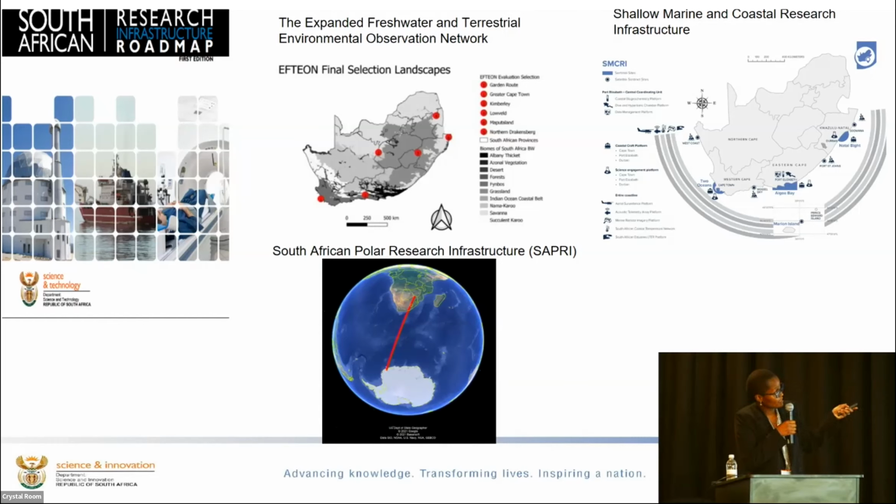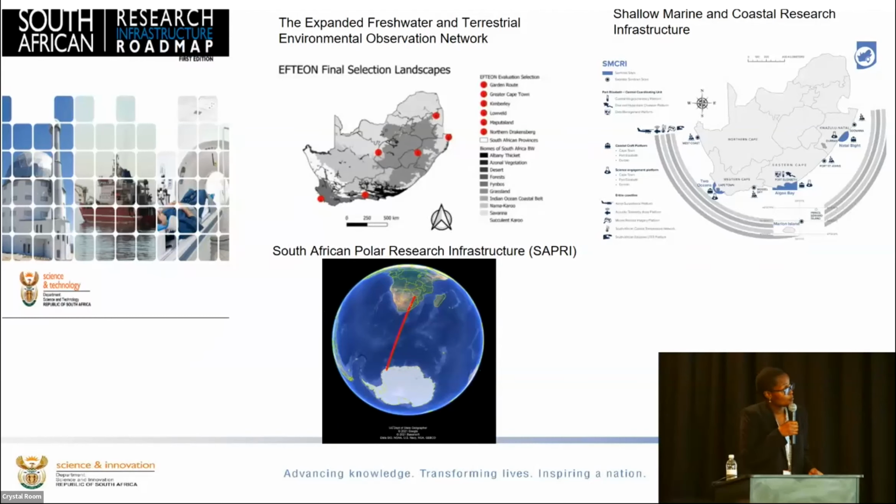So we've got the Expanded Freshwater and Terrestrial Environmental Observation Network, FTEON. With FTEON, we have identified 6 landscapes. You can see them there in red. And again, with these landscapes, we try and cover different areas. We try and cover the impacts of us as humans on the environment and how the environment is impacting on us. We would like to take observations of the atmosphere, of the atmospheric chemistry, the hydrology. I mean, with water, we're interested in the water quality as well as the water quantity.